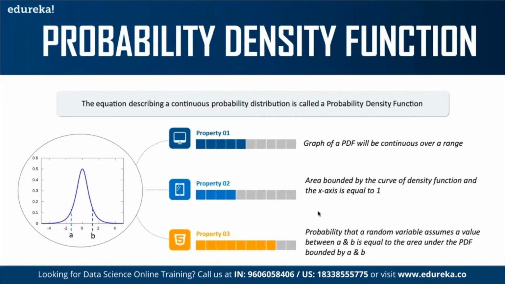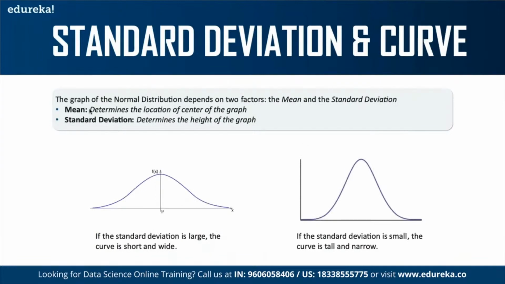And the property 3, again the probability of a random variable assuming a value between A and B will be much higher. And then we have standard deviation and curves. So again, the graph of a normal distribution depends upon two factors. We have mean and then we have standard deviation. So mean simply determines the location of the center of the graph that we have discussed already. And standard deviation simply determines the height of the graph itself, right? Meaning how much deviated it is from the normal distribution altogether, right?